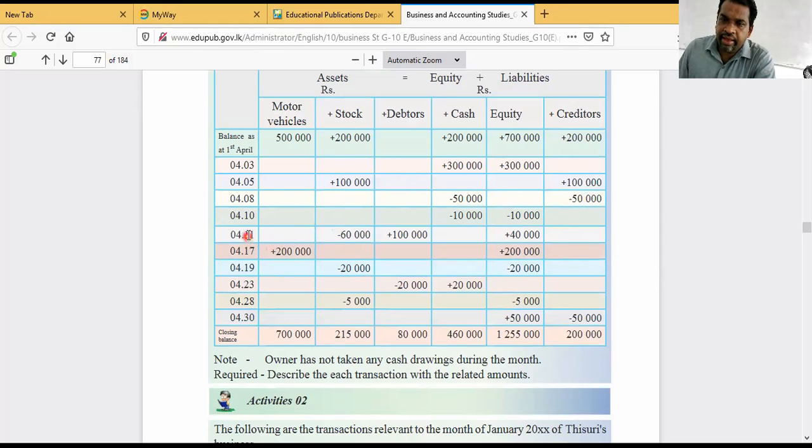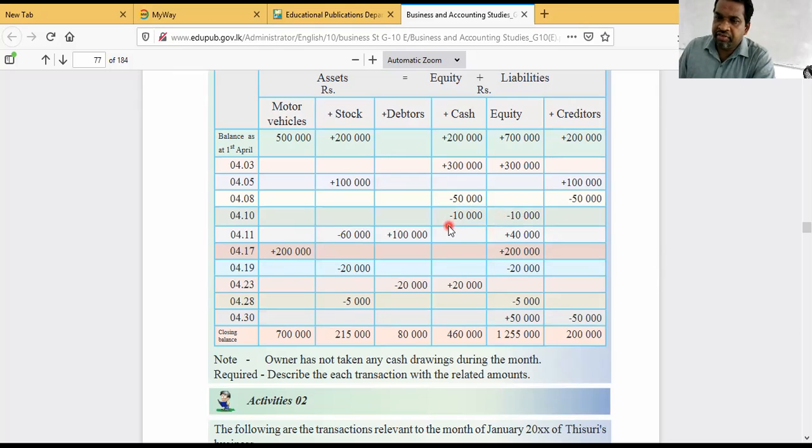Right. 10th April, they have recorded minus 10,000 under cash, minus 10,000 under equity. Here they have mentioned owner has not taken any cash drawings. Therefore, it cannot be cash drawings. Then we can consider, you have two situations where we can have a decrease in equity. One is because of drawings. The other one is expenses. As they have mentioned, owner has not taken any cash drawings, we can't consider this as cash drawings.